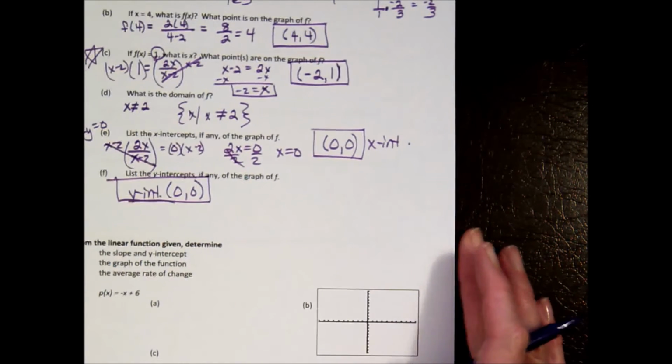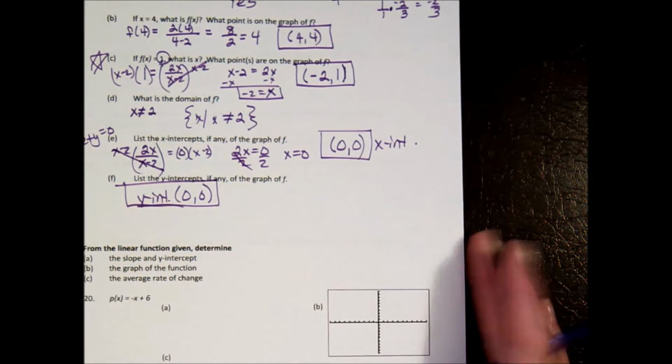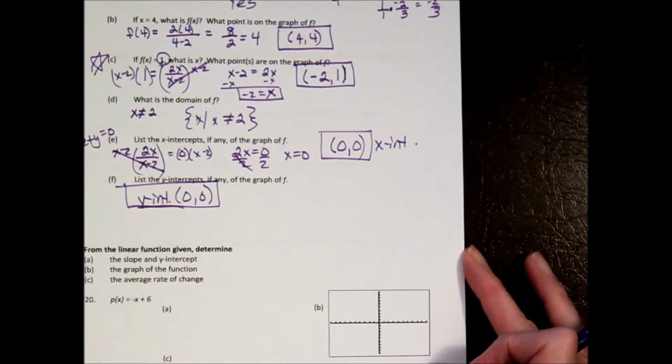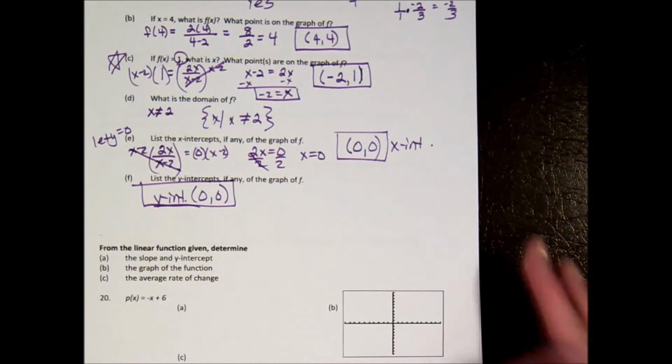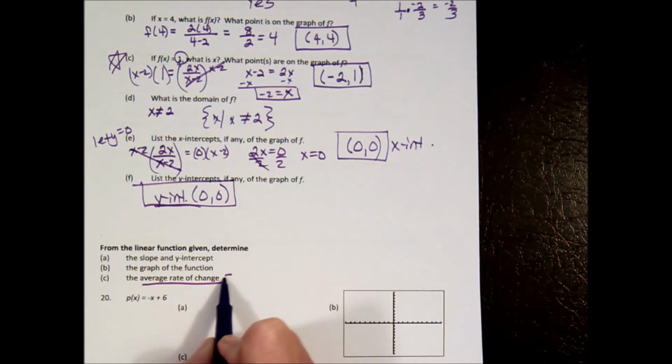So let's look at the next one. From the linear function given, determine the slope and the y-intercept, the graph of the function, and the average rate of change. Well, what do we know about the average rate of change? It's the same thing as the slope. So this is actually a really easy one.